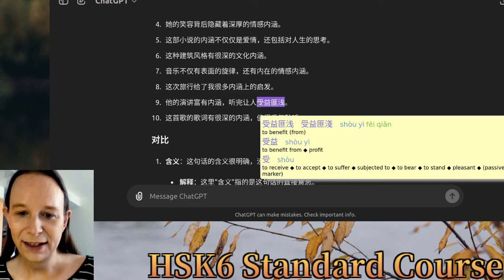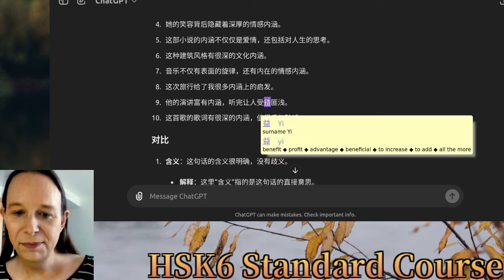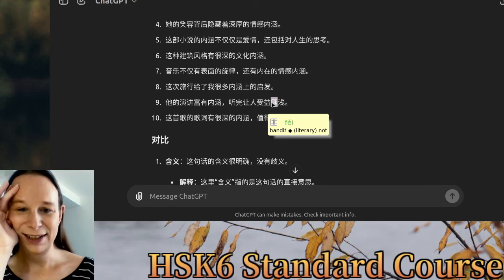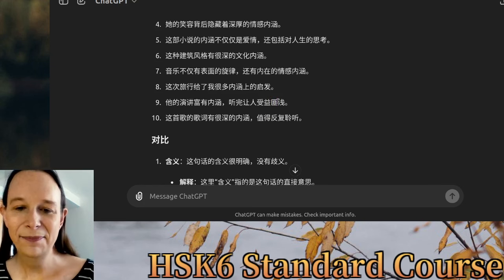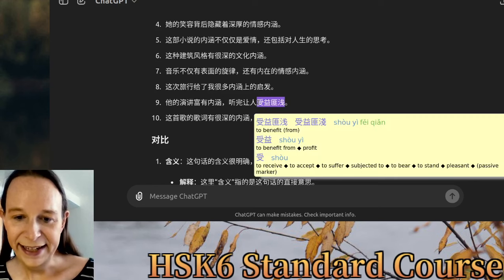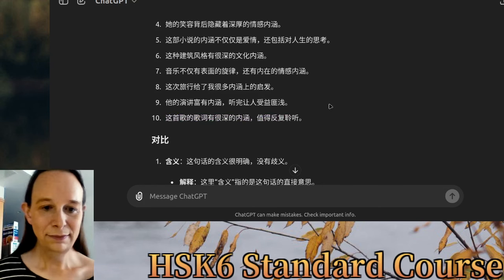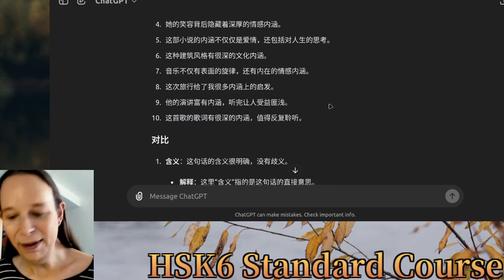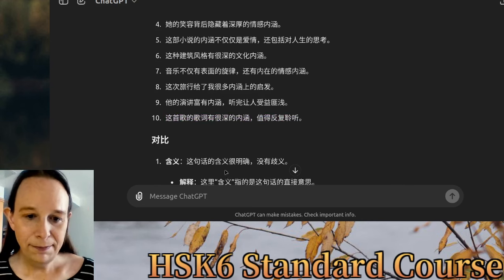This is like "benefit a lot", right? 受益, 受 to receive benefit, 匪 just means "not", one of the many words. 浅 is "shallow", right? 受益匪浅. So what you receive is not shallow. 受益匪浅. Yeah, maybe I should jot that down.